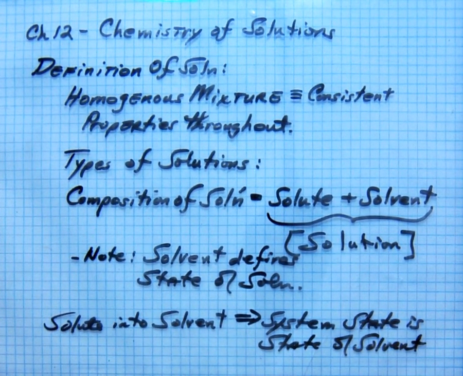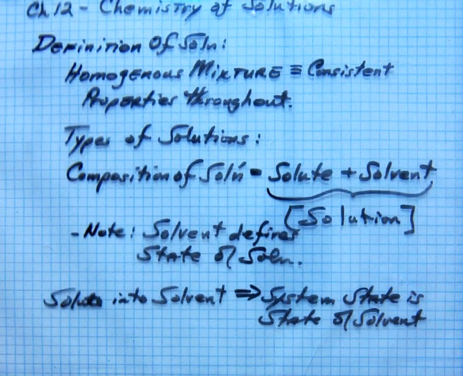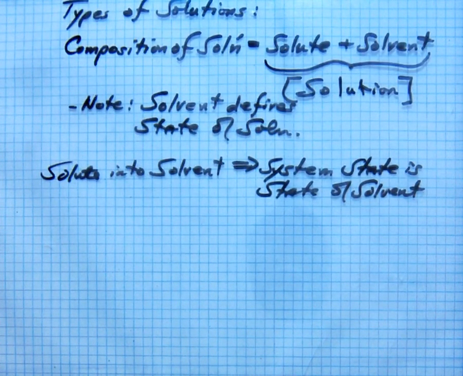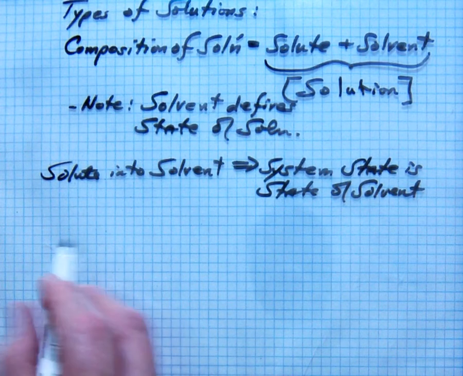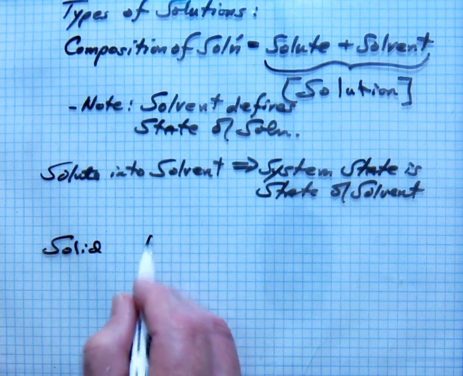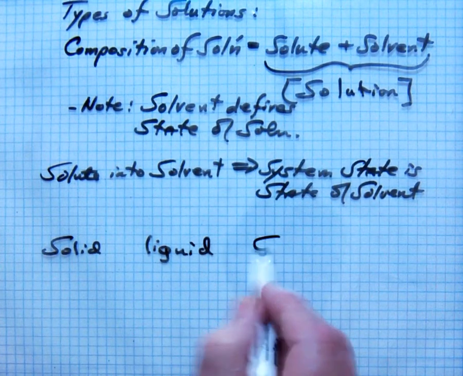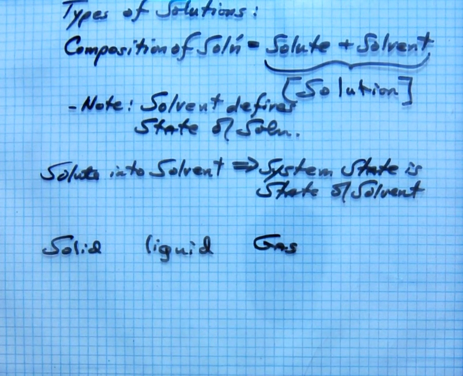I guess the easiest example I could give you is take a spoon of sugar and pour it into a glass of water and stir it. The sugar crystals will disappear, and the solution then is in the state of the solvent. And so the greater quantity of component in the solution mix is the state of existence. So that gives rise to about 9 different kinds of solutions. What if we did this? We had solid, liquid, and gas components, okay?